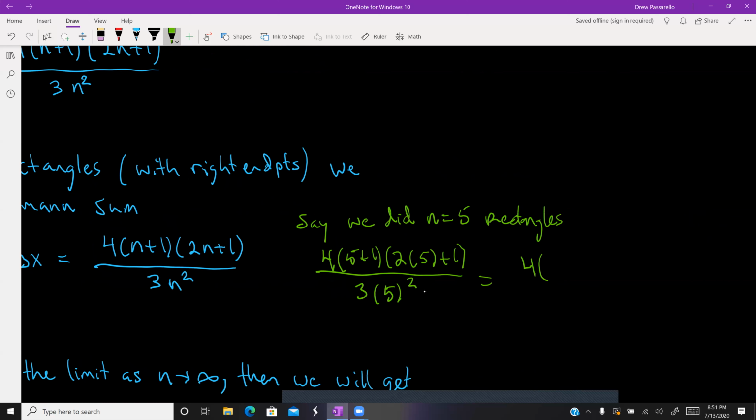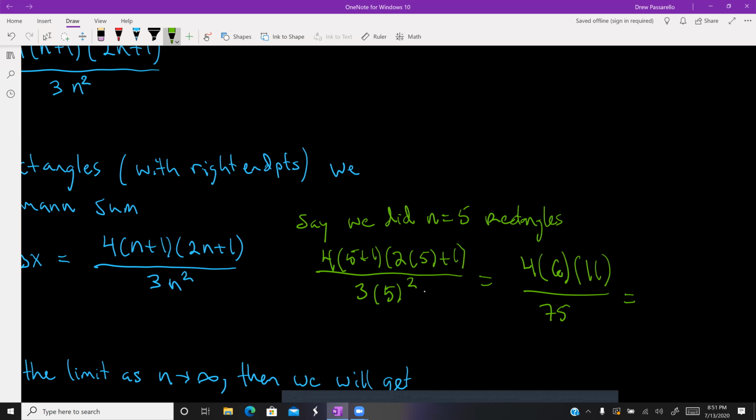So that's going to be equal to 4 times, and then 5 plus 1, so that's 6, and then times 2 times 5, which is 10, plus 1, that's 11. Divided by 3 times 5 squared. Well, 5 squared is 25, so I have 3 times 25, which is 75.